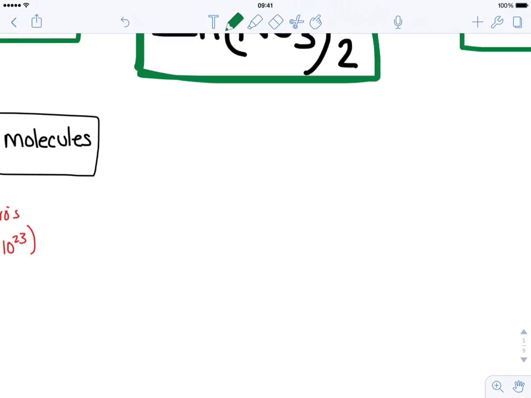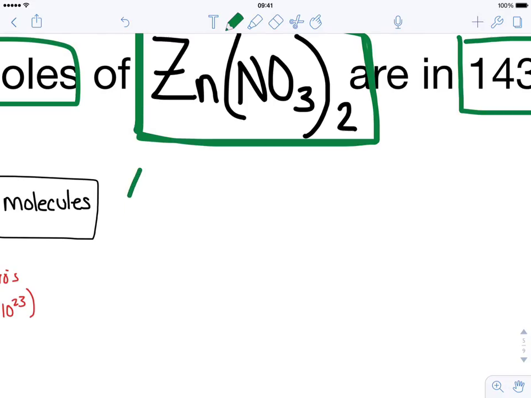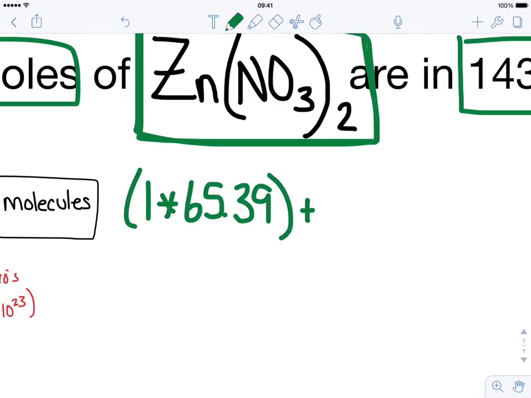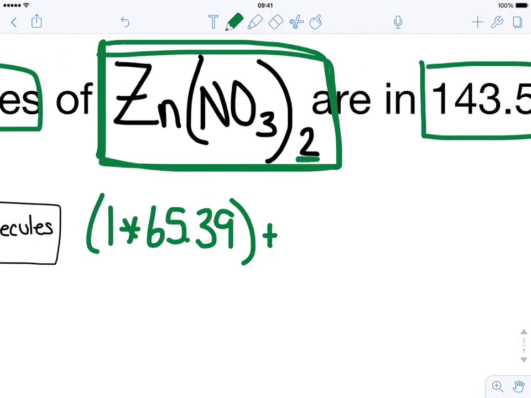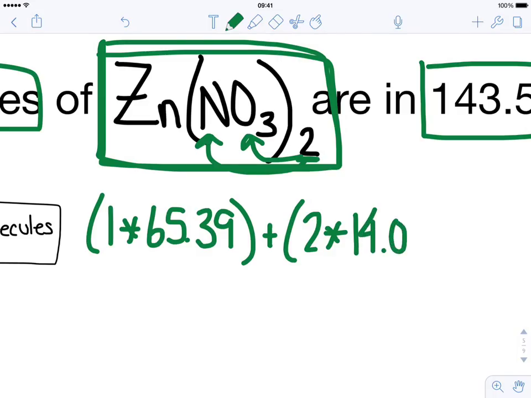So I'm not going to keep referencing the periodic table because that's probably making some of you dizzy, but I'm just going to write the steps out. So the first element we have is zinc. So how many zincs do we have? We have 1, times the atomic mass of zinc, which is 65.39. We're going to add that to the next element, which is nitrogen. Remember that this 2 distributes to both nitrogen and oxygen. So we don't have 1 nitrogen, we have 2 nitrogens. So 2 times the atomic mass of nitrogen, which is 14.01.